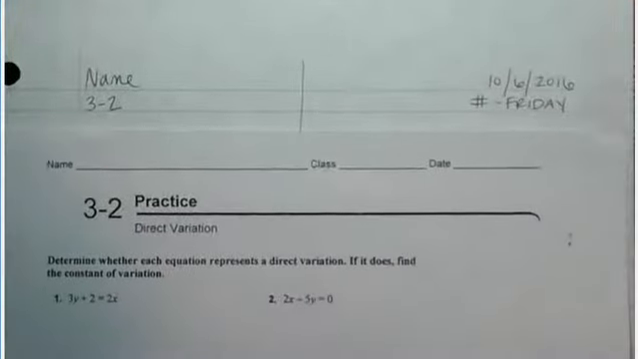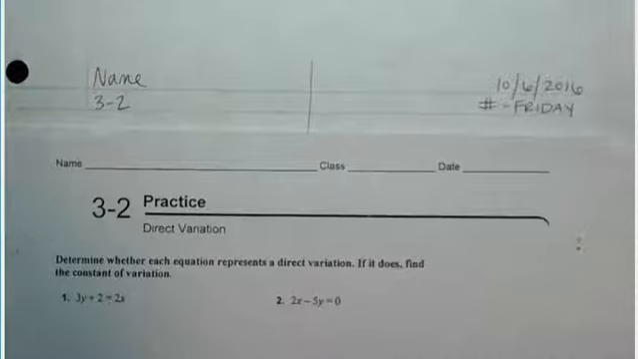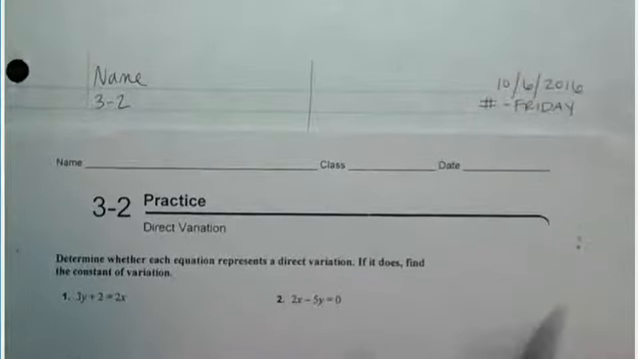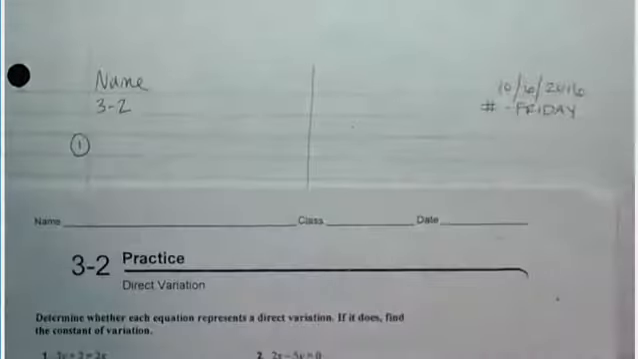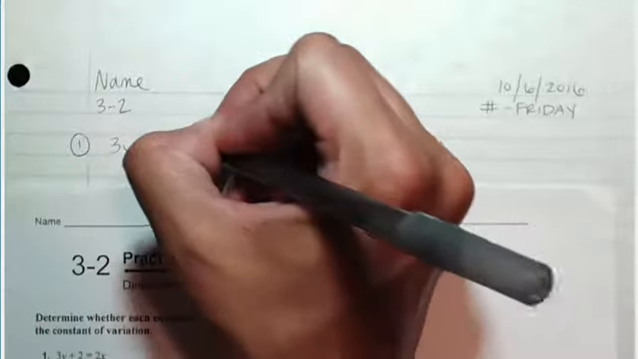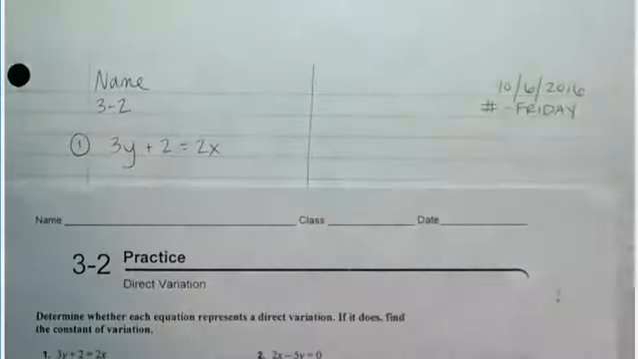So looking at the assignment, you're doing this independently. 1 through 4 says, determine whether each equation represents a direct variation. If it does, find the constant of variation. So there's 2 parts if it is a direct variation. They give you an equation. So let's do the first one together. Go ahead and recopy that down. 3y plus 2 equals 2x.